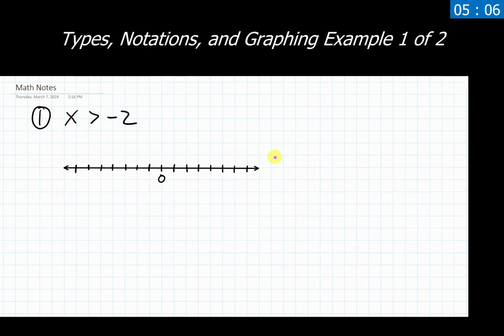In our first example, we've been given the inequality x is greater than negative 2. So we have our basic framework of a number line written right down here. Now we need to determine which direction is positive, which direction is negative, and the spacing, or the scaling, I should say, of this axis that we have here. Am I counting by ones? Am I counting by twos, by fives, by tens? Which one are we using there?